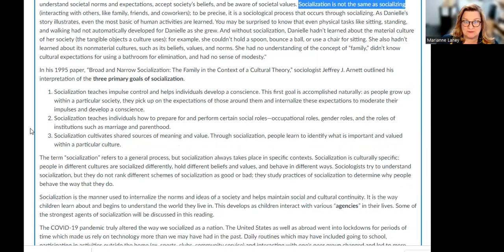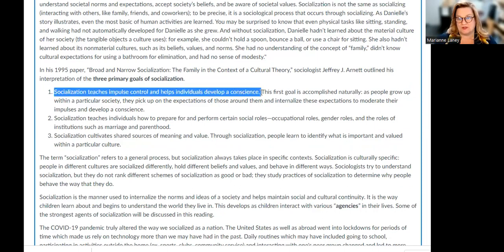So again, there are these points that are pulled out of the broad narrow socialization from sociology, Jeffrey Arnett. He says socialization teaches impulse control and helps individuals develop a conscience. Well, we've also seen times when that doesn't occur, where people aren't taught a conscience, people aren't taught impulse control. And the funny thing is our society really looks for that, some sort of getting along with people and not causing a riot and not screaming fire in a crowd and not hurting people and things like that. But some people haven't learned that, or some people have learned it and then go against it, right?